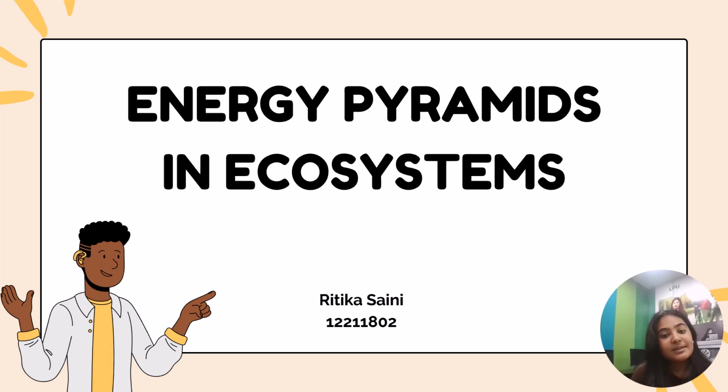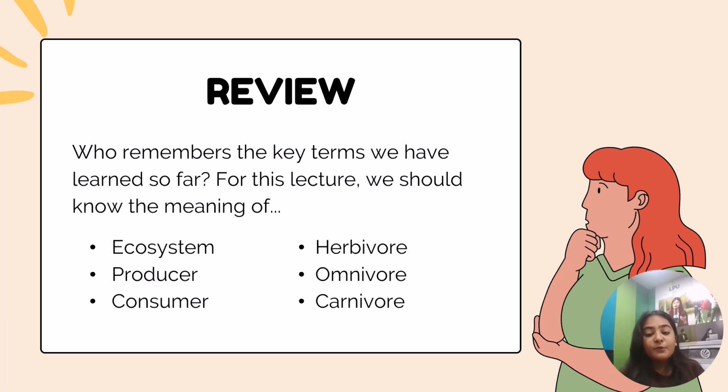So our topic is energy pyramids in ecosystem. Before getting deep into the topic, let's recall some of the terms such as ecosystem, producer, consumer, and many others. So firstly, I will describe each term to you. First, we have ecosystem. Basically, ecosystem is the interaction of living organisms with each other in order to communicate with each other for their survival.